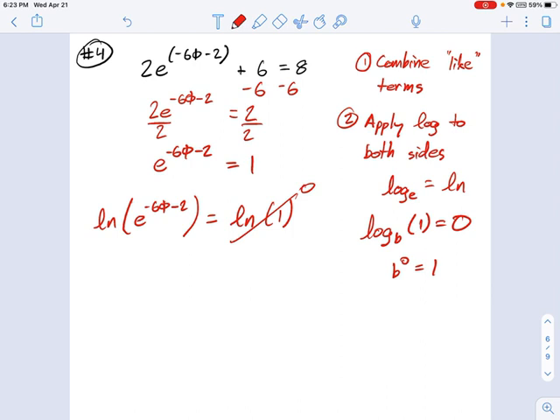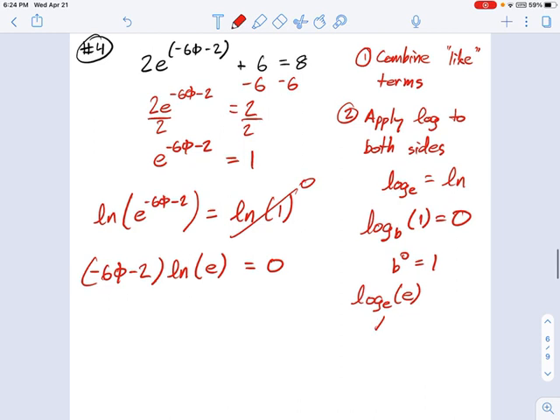And this side on the right, you can imagine rearranging with the power rule to say negative 6 phi minus 2. Remember the power rule of logarithms? It says you can take the exponent out and put it into the coefficient multiplier. So now we have negative 6 phi minus 2 times natural log of e equals 0. And what's the natural log of e? Well, remember what natural log is. That's log base e of e. Well, base is equal to the argument, so the answer is always going to be equal to 1. So this right here is just the number 1.